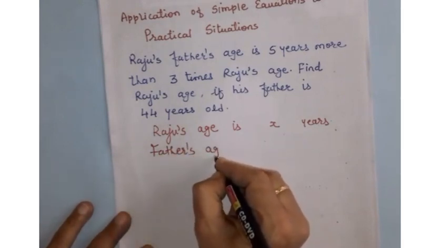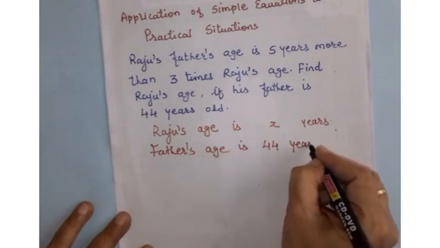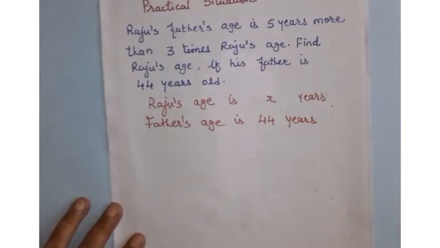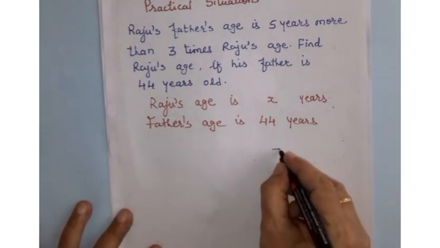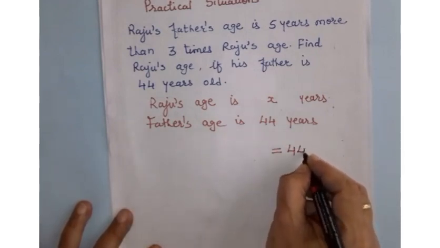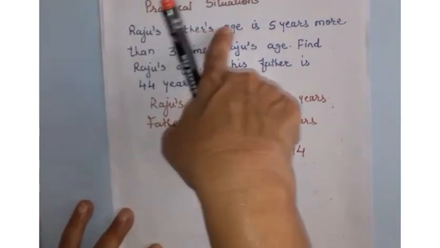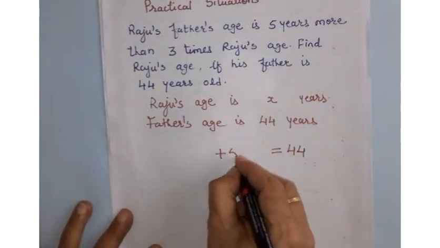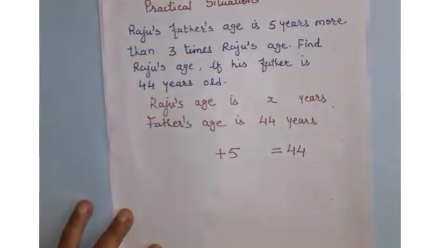Father's age is 44 years. Understand? Clear? Now we will form an equation. Father's age is 44 years, means is equal to 44. And now Raju's father's age is 5 years more, 5 years more means plus 5, more than 3 times Raju's age.